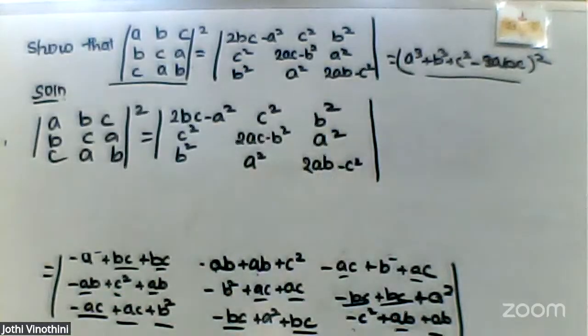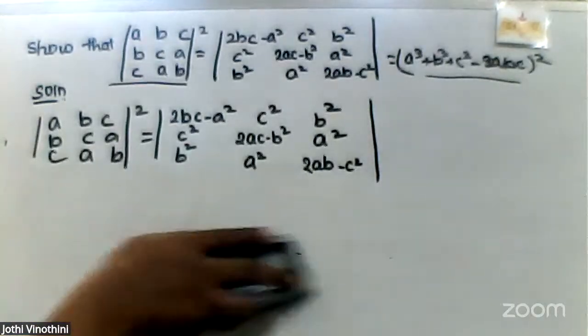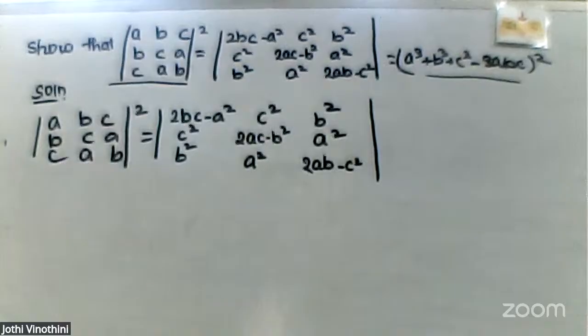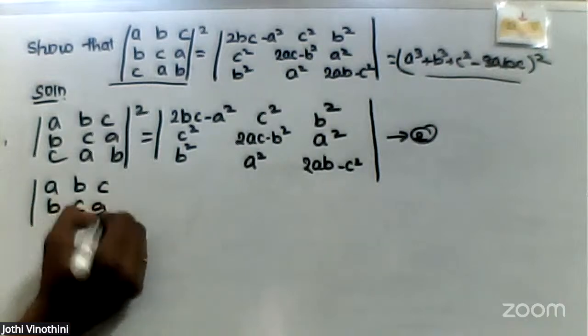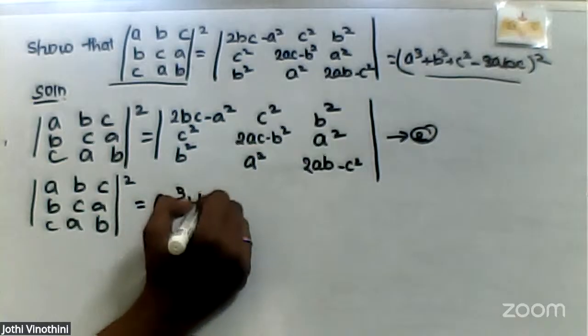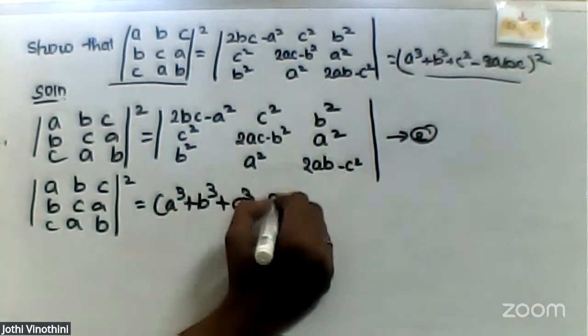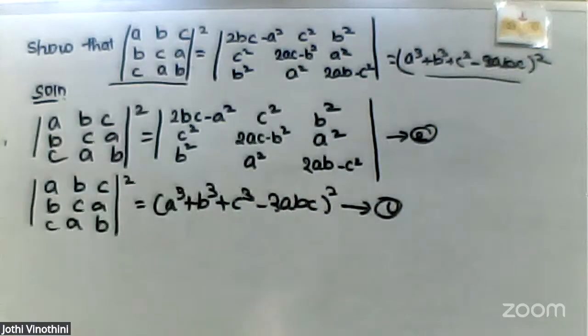Clear? So I am going to name this equation as equation 2. So already we solved an equation, right? Equation 1. What is the equation 1? So equation 1 is ABC the whole square, which is equals A cube plus B cube plus C cube minus 3ABC the whole square. This is equation 1. We solved it 2 minutes before, right? Before getting 2, we got equation 1.